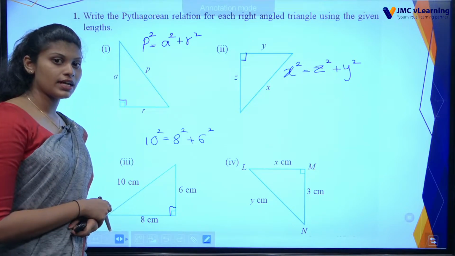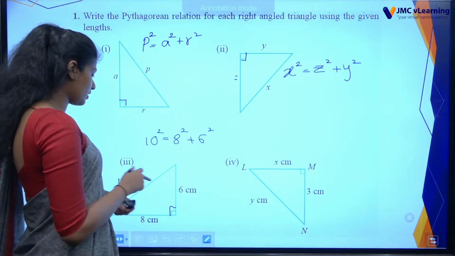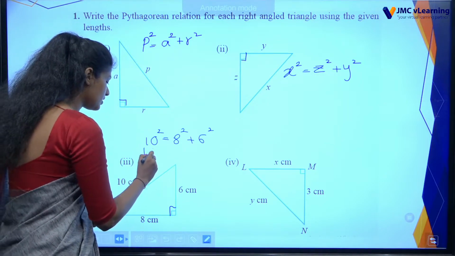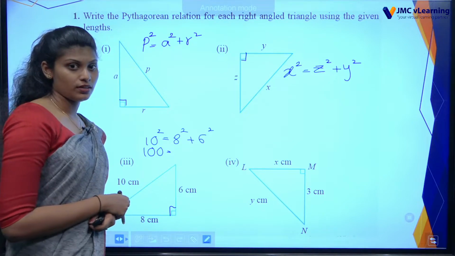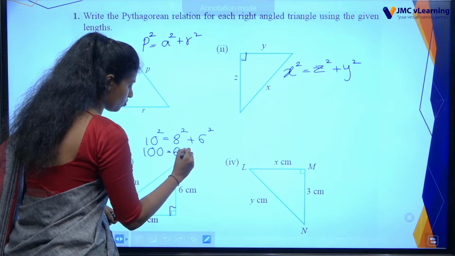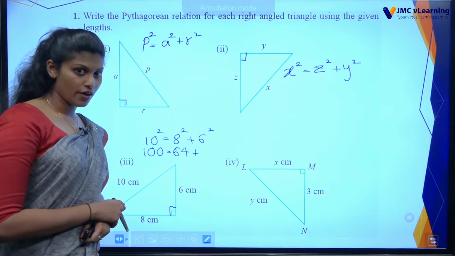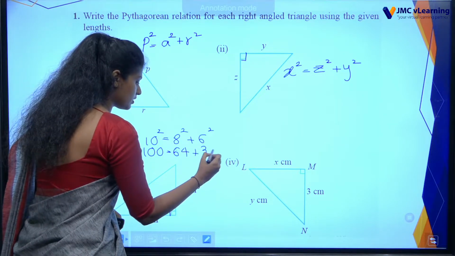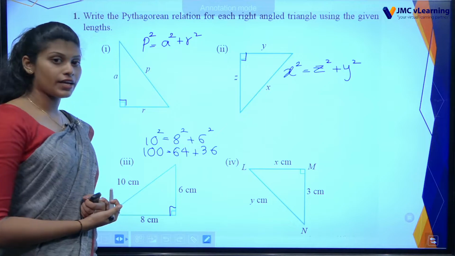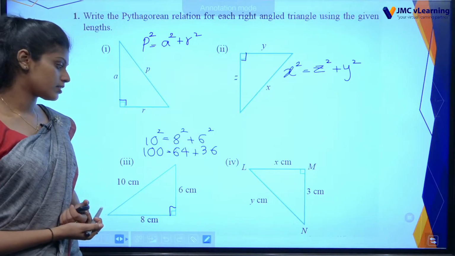Now let's check whether that is correct. Here all are known terms, so we can take the values. 10 squared means 10 into 10. The value is 100. Then 8 squared means 8 into 8. It is 64. Then 6 squared means 6 multiplied 2 times. The value is 36. Then when you add 64 and 36, do you get 100? Yes, the value is 100. So this relationship is correct. The next one.